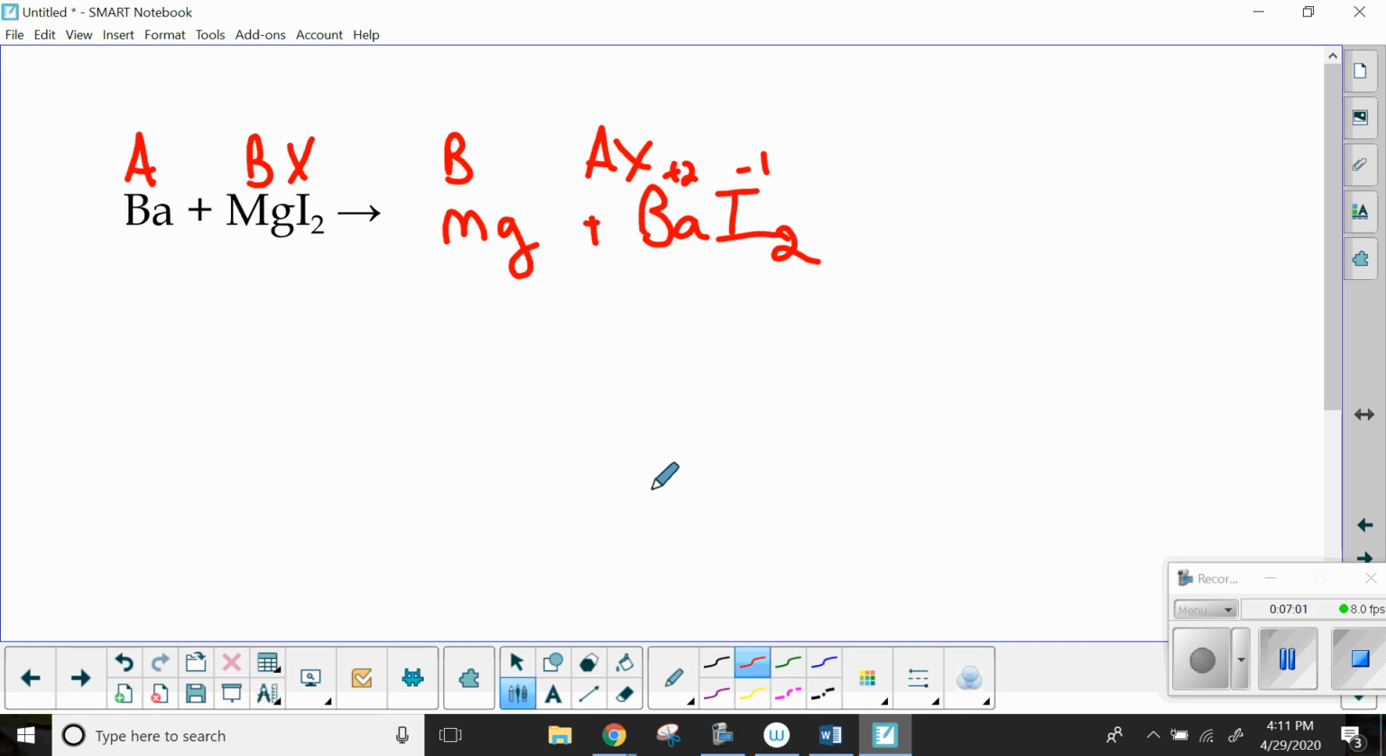Now, spoiler alert, this reaction actually wouldn't ever happen because we haven't learned this yet, and it's a kind of a year 2 thing. But barium is not as reactive as magnesium and is not strong enough to kick the magnesium off the iodine. So really the true answer on this one is no reaction. But for all intents and purposes, if it was to react, these would be the products.